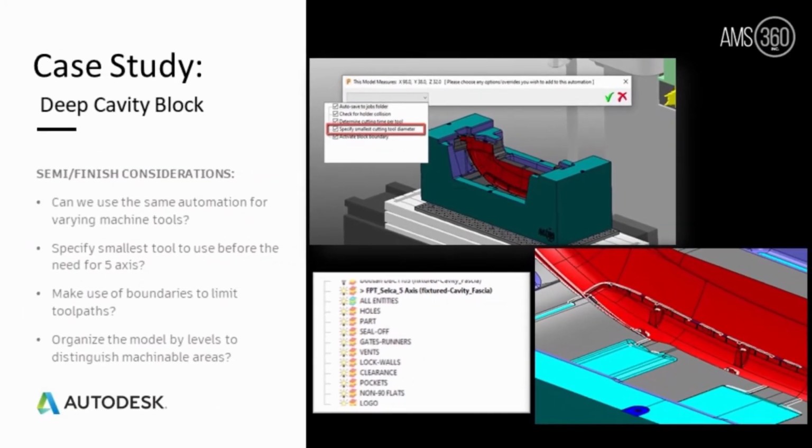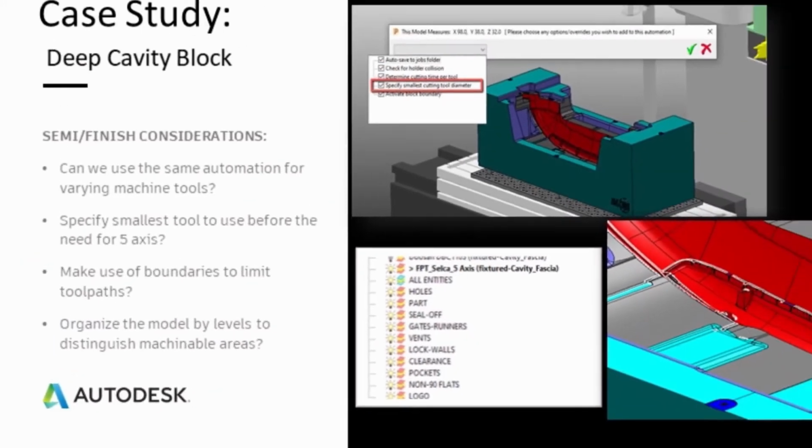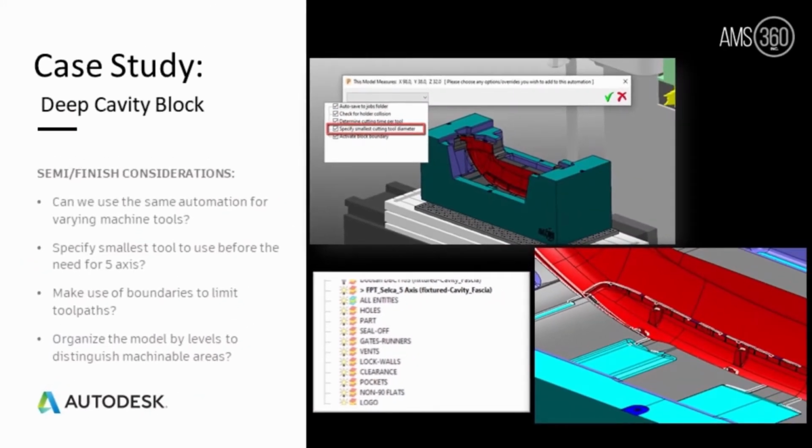Another consideration for finishing is what type of boundaries would we like to have in our automation to limit our toolpaths? And also, are we going to want to separate our model onto different levels to distinguish areas to simplify our machining? Now that we have some considerations, let's go and start our semi and finish automation.